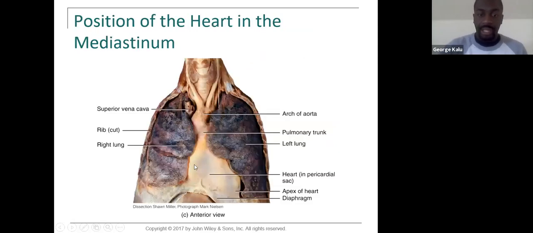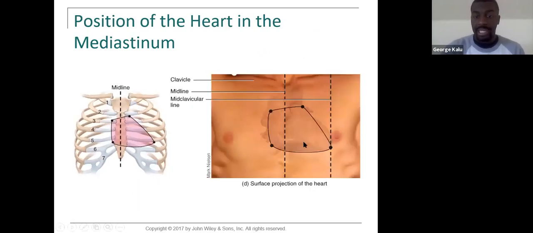If we were to look at this heart within a cadaver, we'd see that the heart is locked right in between our lungs. That's going to be important going forward. And again, just a picture here to see that the majority of the heart lies on the left side of your midline, on the left side of your chest.